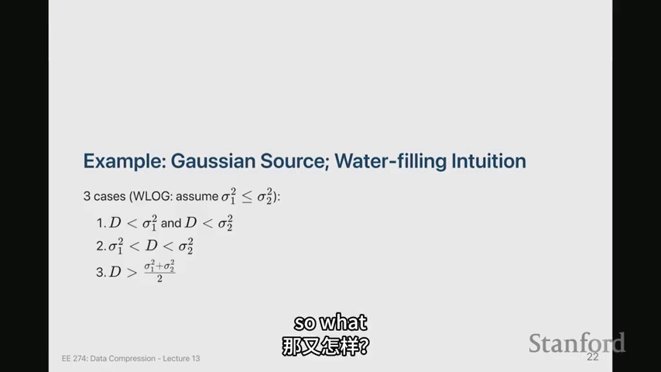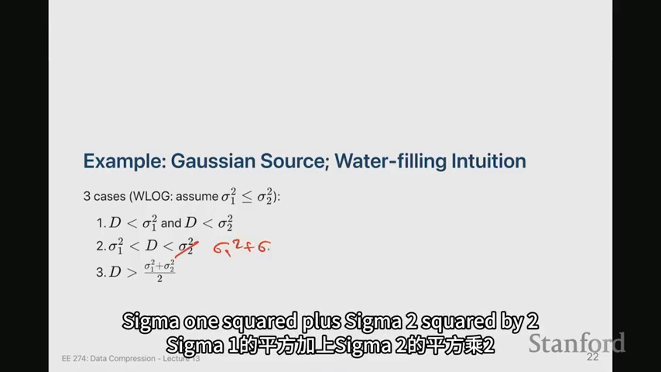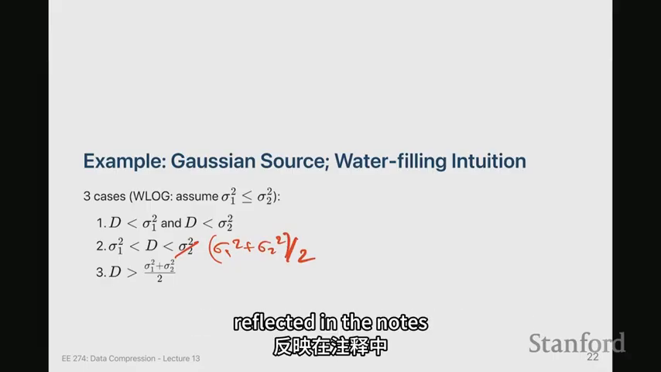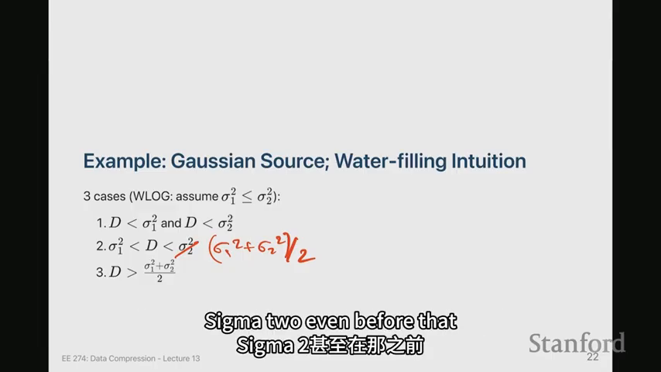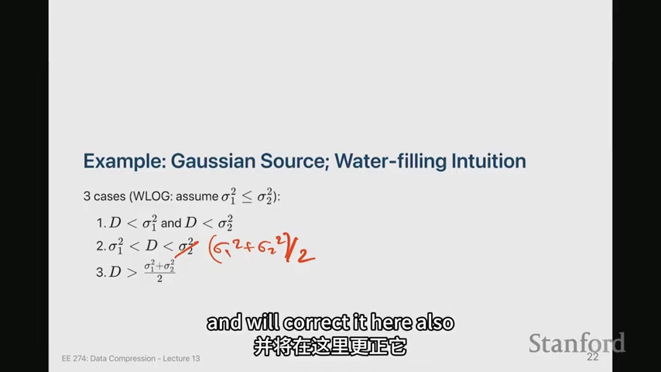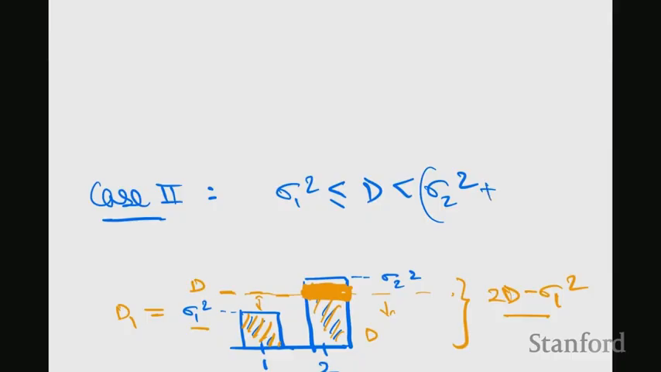So what Siddharth pointed out was this should be sigma 1 square plus sigma 2 square by 2. Same thing which I was saying, I should have reflected in the notes, that you don't really actually need to go till sigma 2. Even before that, you can just give 0 rate. And we'll correct it here also. Thank you. Good catch.